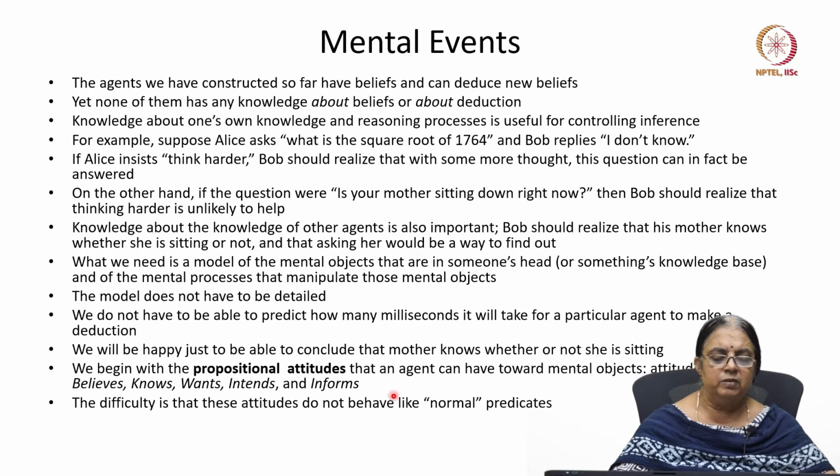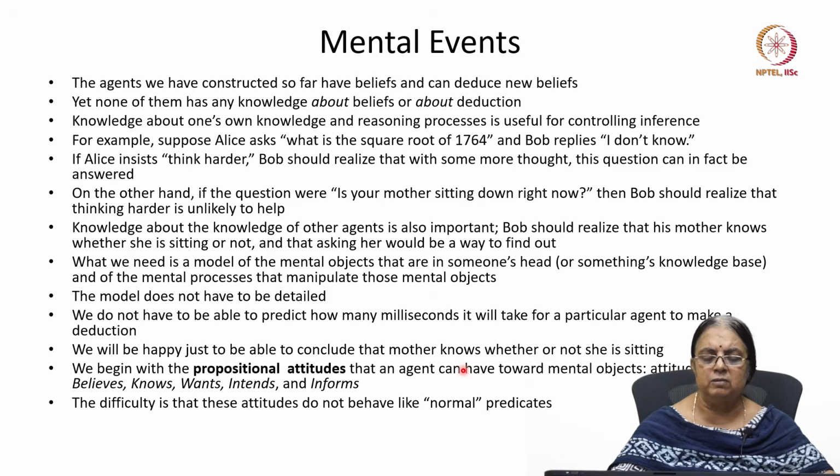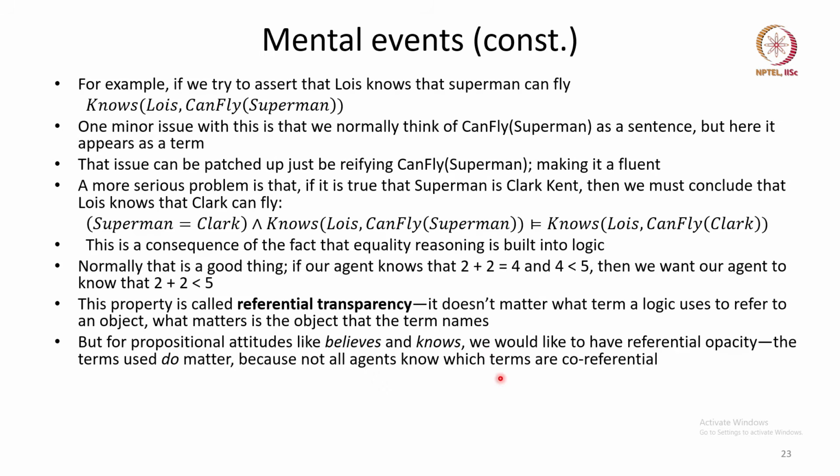What is in somebody's mind usually is these types of predicates like believes, knows, wants, intends, informs, etc. So if you want to show that Lois knows that Superman can fly, you will have to say knows Lois can fly Superman. Usually can fly Superman will be a sentence, but here you are using it like a term. So that's what happens when you go to the mental events basically.